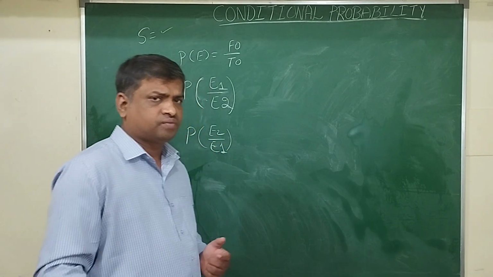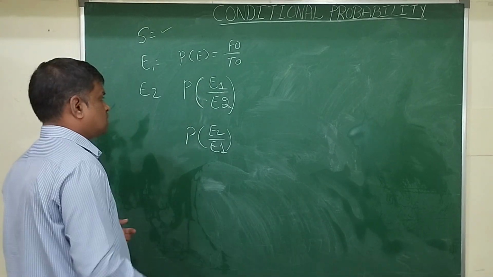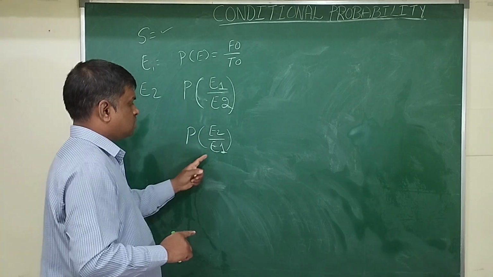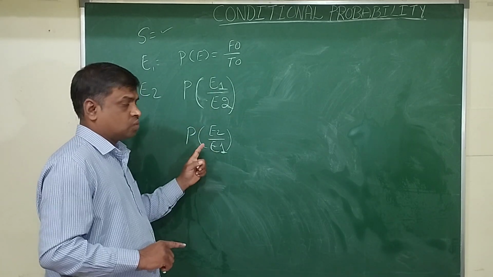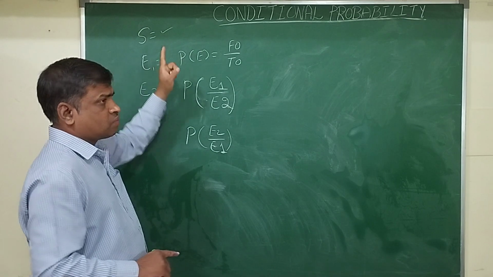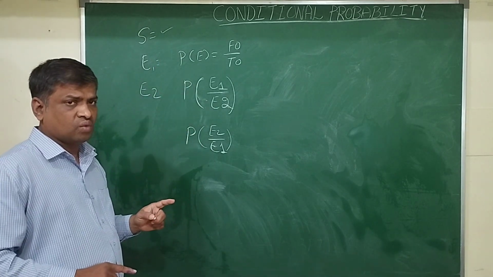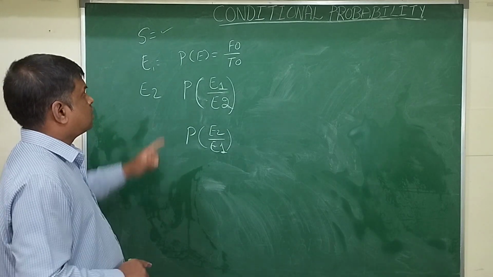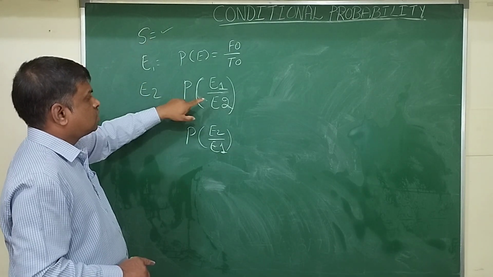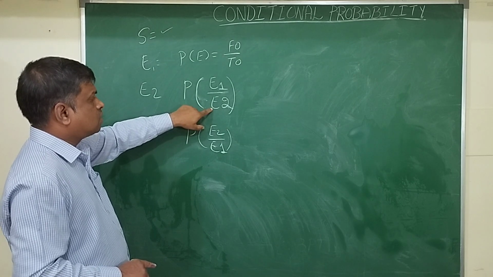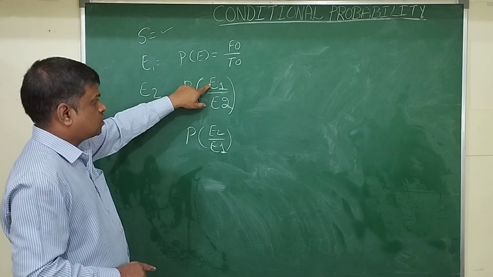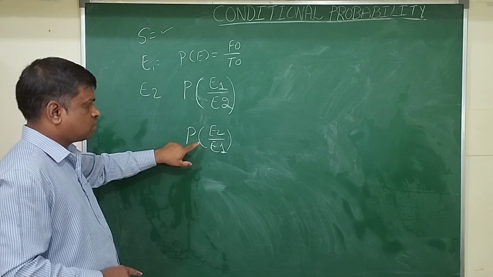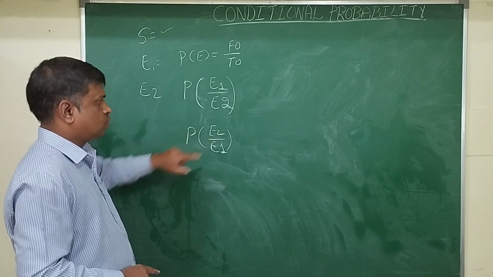How does it work? In this case, the denominator from event 2 will be the sample space for E1. Here E1 is the sample space for E2, not the original sample space. We won't take the original sample space here, though it is common for both. E2 is the sample space for E1, and E1 is the sample space for E2 when we find the probability.